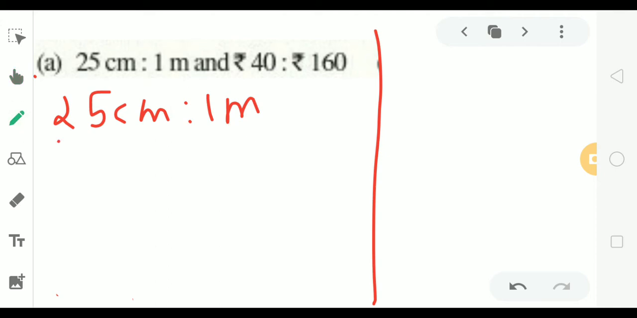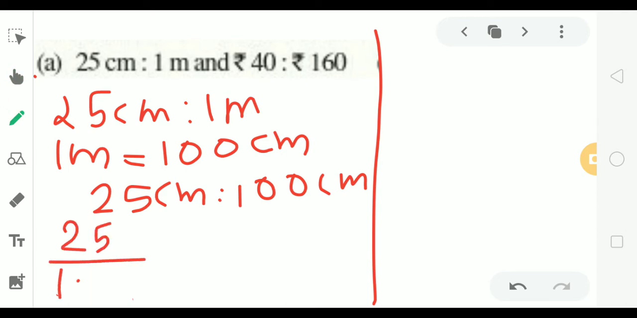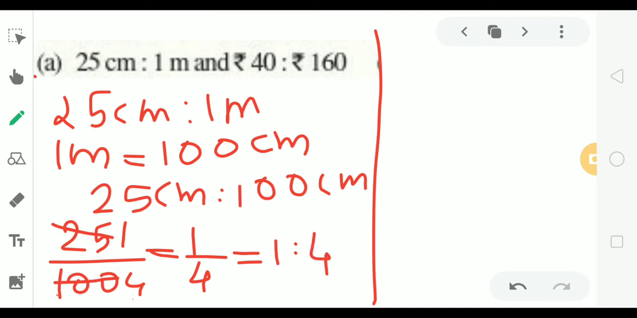So here 1 meter we will change as centimeter. We know that 1 meter is equal to 100 centimeter. So we rewrite this as 25 centimeter. In place of 1 meter we write 100 centimeter, so as to get the units to be the same. Now we will write as fraction 25 over 100. In the 25 table, 25 is 1 time, 100 is 4 times. So that is 1 over 4, the same as 1 is to 4.